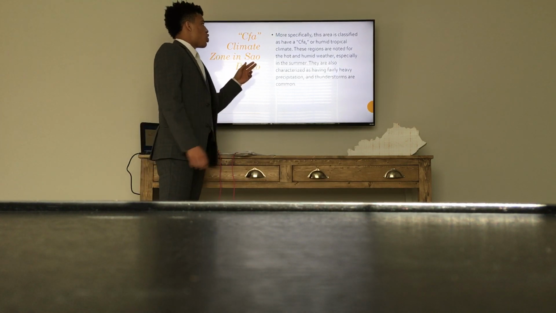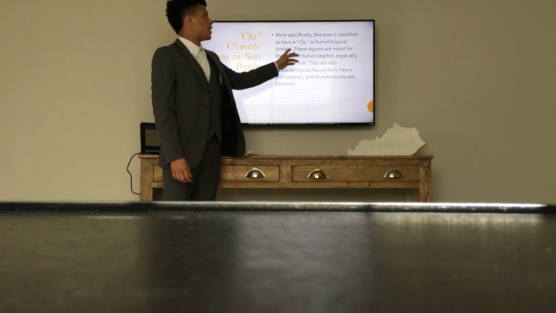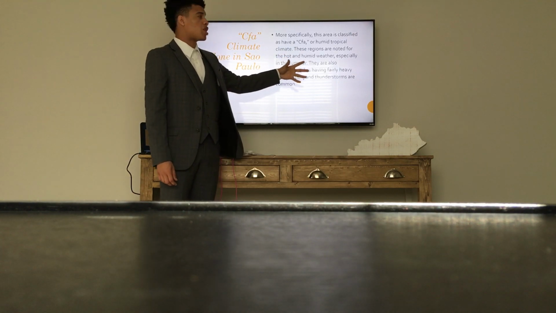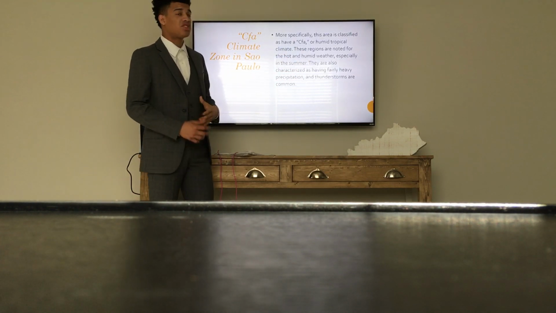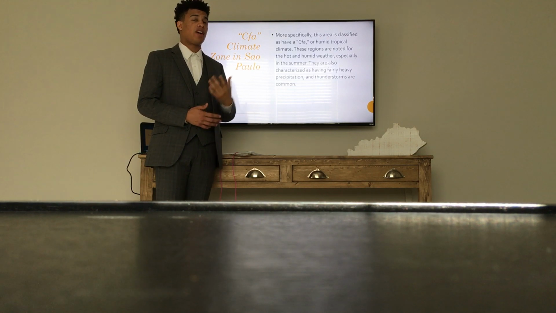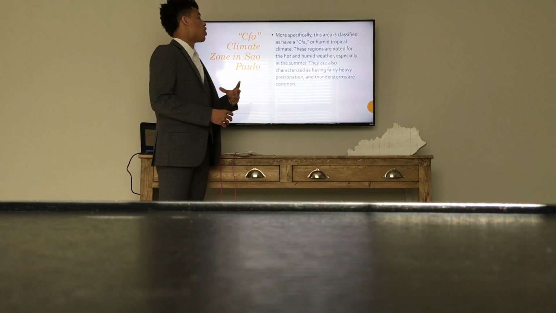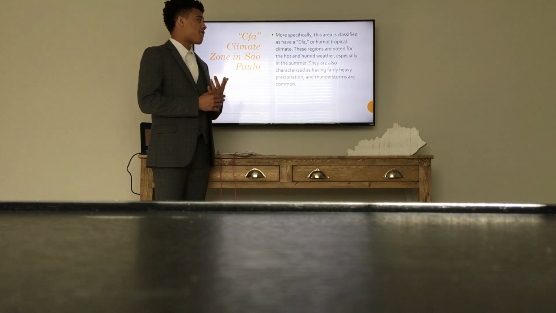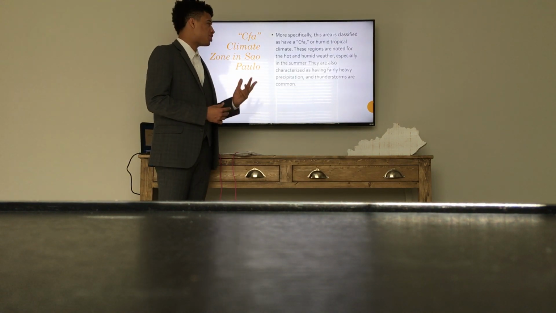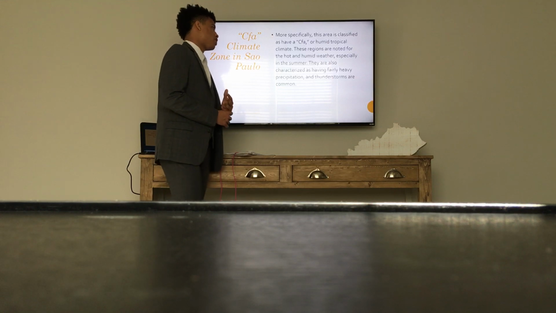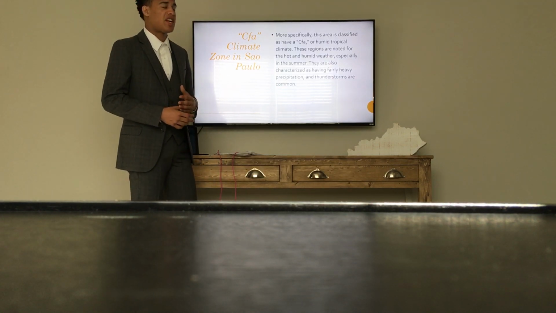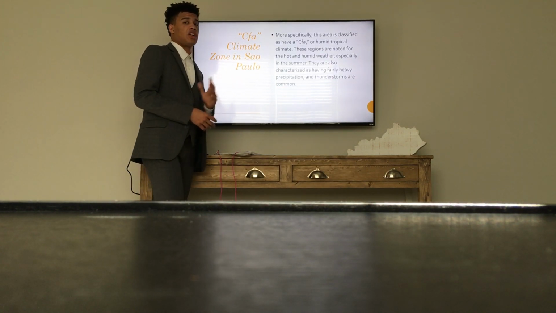Again, looking at Sao Paulo, it's classified as Cfa, or humid subtropical. These regions are known for their hot and humid weather. Very hot, very humid, especially in the summer. They're also characterized as having fairly heavy precipitation, not as much as the previous climate, but again, a lot of precipitation, and thunderstorms are very common.